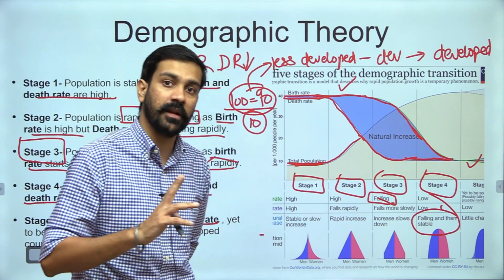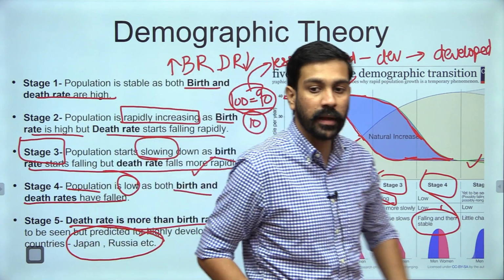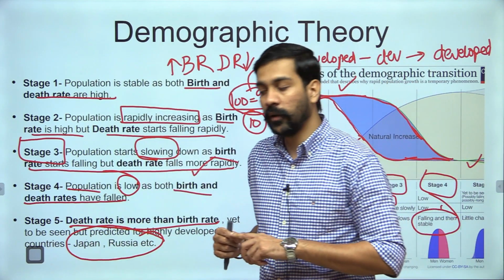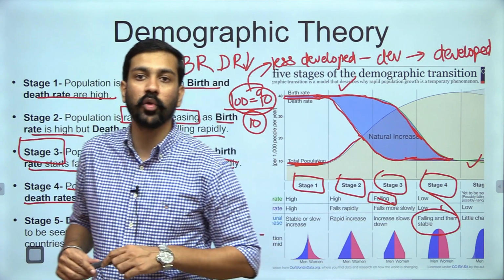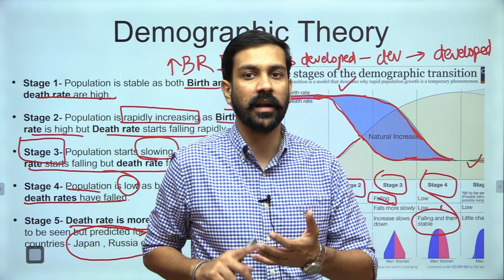So in a nutshell, I will explain to you again the 5 stages of demographic transition. When the country is less developed, or when the developmental levels are rudimentary, the population will be low, but both the birth rate and death rate will be high.